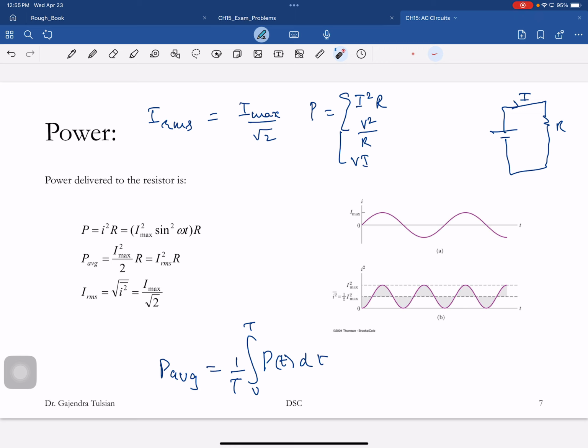So, like I said, it's I RMS, or similarly you can define V RMS. V RMS will be V max over root 2. The 120 volts that you get out of the socket, that's the RMS voltage. The amplitude of the voltage is V RMS times root 2, which is about 170 volts.